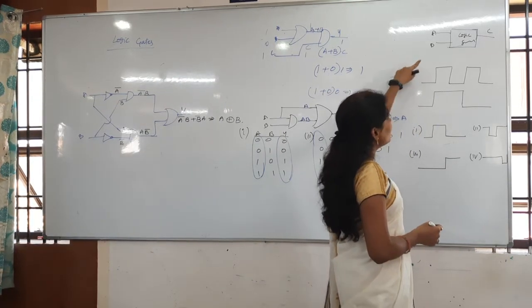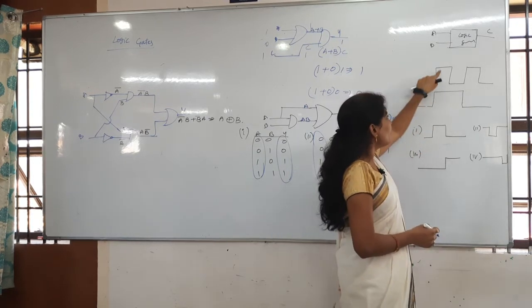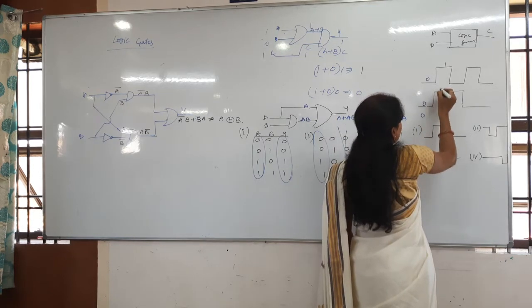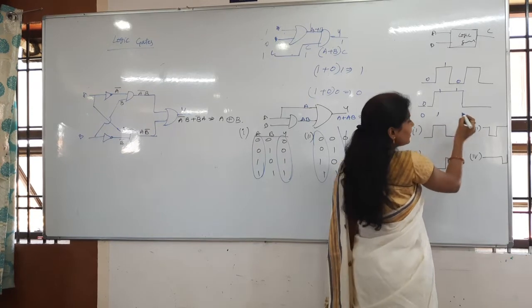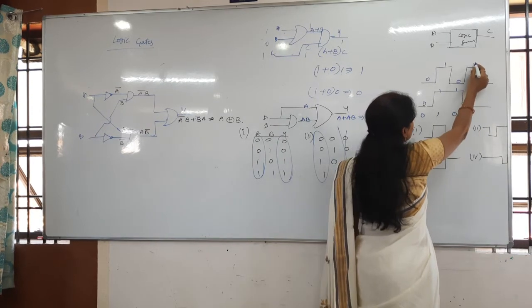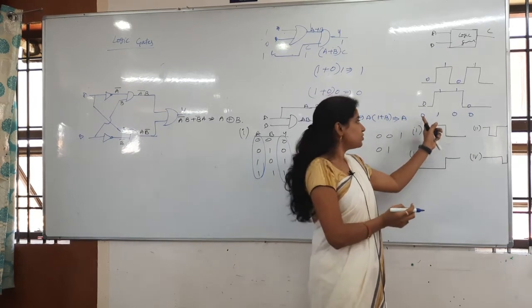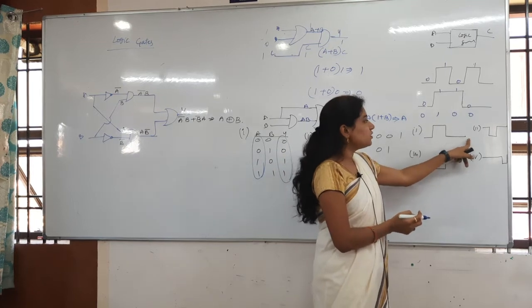Okay, this is AND gate, no, they said. AND gate 0 0 0 1 1 1. So here for 0 0 my answer should be 0, 1 1 means answer should be 1, 0 1 answer should be how much? AND gate 0 1 0 0. This should be the output waveform, nothing but 0 1 0 0.